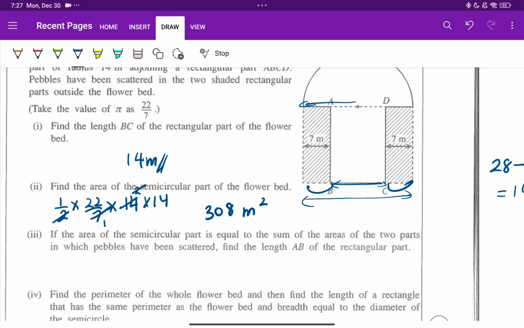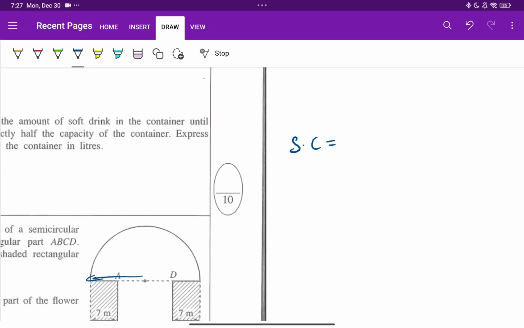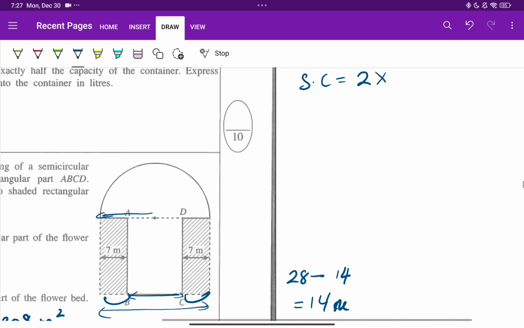And then if the area of the semicircular part is equal to the sum of the areas of two parts in which pebbles have been scattered, find the length AB. So what do they say? They say the area of the semicircle is equal to these two rectangles. So what do we know? We know the length or the breadth. We can consider either way. I'll consider this with length. We know the length of the rectangle, but we do not know the breadth of any rectangle.